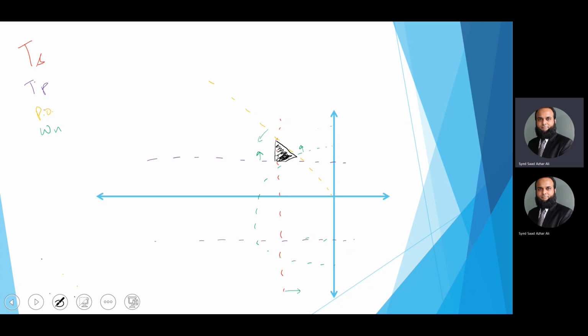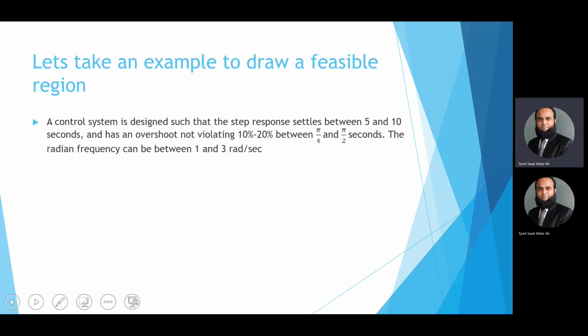Let's take an example. A control system is designed such that the step response settles between 5 and 10 seconds and has an overshoot not violating 10 to 20% between pi by 4 and pi by 2 seconds. The radian frequency can be between 1 and 3 radian per second. So first of all, we have to find what is given.